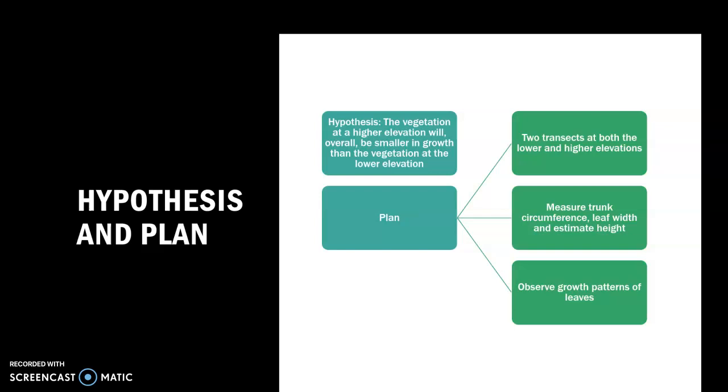My plan for this study was to use the transect method and to do 2 transects at the lower elevation and 2 transects at the higher elevation. I planned to measure trunk circumference with a tape measure, leaf width from tip to tip at the widest point of 1 or 2 leaves per tree, and then to estimate the height of the trees as well.